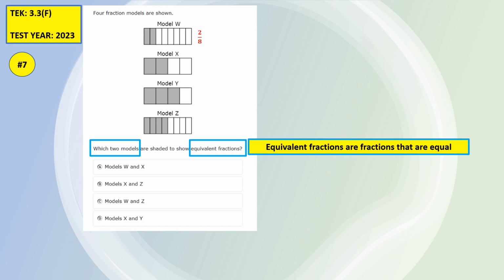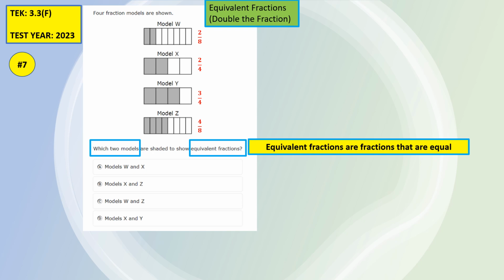Model W shows the fraction 2/8 because it's two pieces out of 8 that are shaded. Model X shows 2/4 because it's two pieces out of the 4 that are shaded. Model Y shows 3/4 because it's three pieces out of the 4 that are shaded. Model Z is 4/8 because it is four pieces out of the 8 pieces that are shaded.